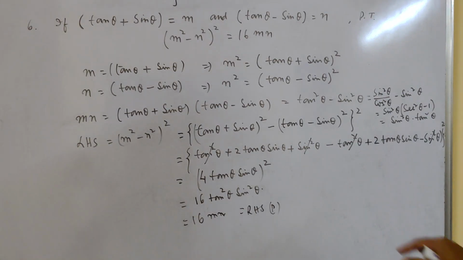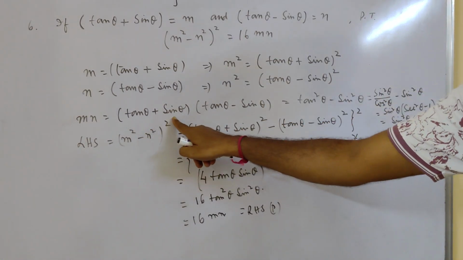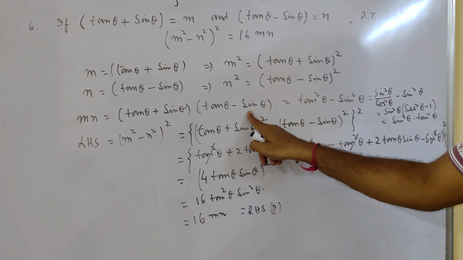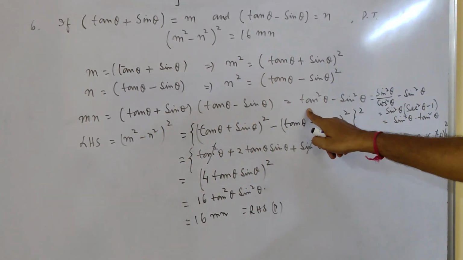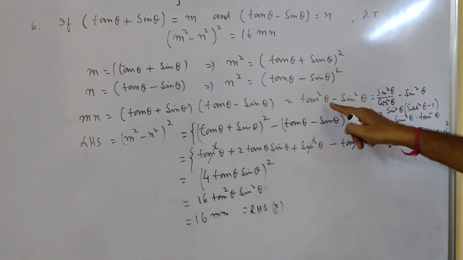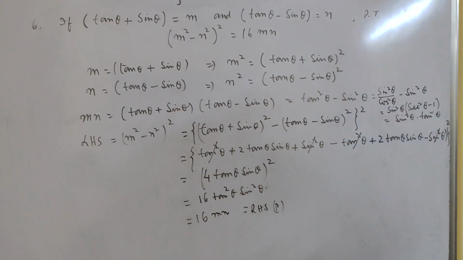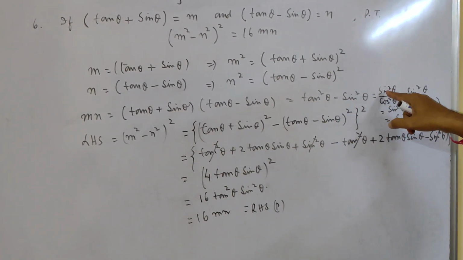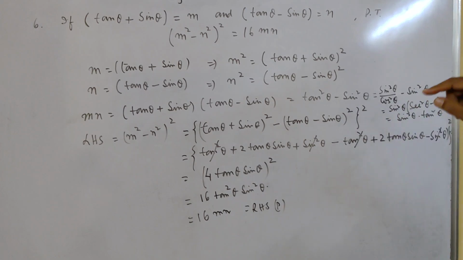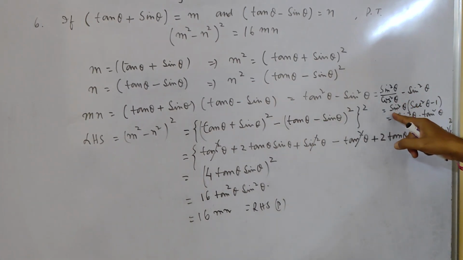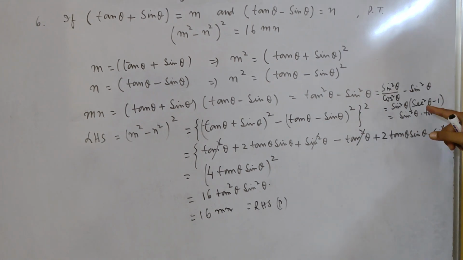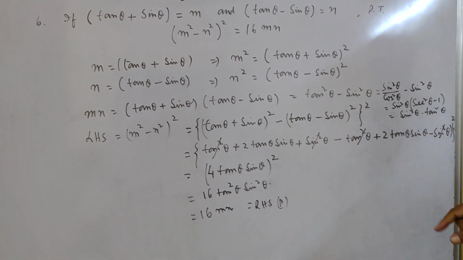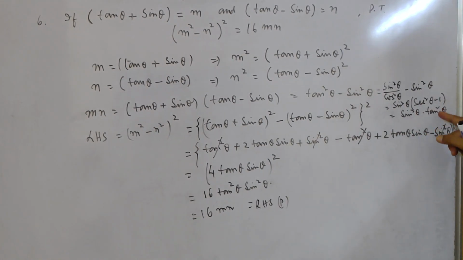Once again I am telling you, mn is equal to (tan theta plus sin theta) into (tan theta minus sin theta). So (x plus y) into (x minus y) is x square minus y square, that is tan square theta minus sin square theta. Now tan square theta we may write as sin square theta by cos square theta. So sin square theta by cos square theta minus sin square theta. Now take sin square theta common, so 1 by cos square theta minus 1. 1 by cos square theta means sec square theta, so sec square theta minus 1.